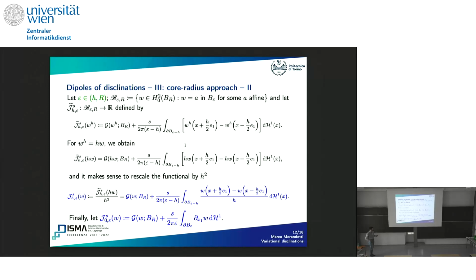So the first thing that we do is to divide the energy by h squared and study this limit. We obtain the limiting energy on the ball without the puncturing, on the whole domain, and then we obtain this term here, which is some contribution coming from the boundary of a ball of radius epsilon. Now epsilon is much larger than the distance of the dipole h, but smaller than the size of the domain, so you put a scale in between. I call it epsilon because it is the same epsilon as in the core-radius approach, which is customary for dislocations.